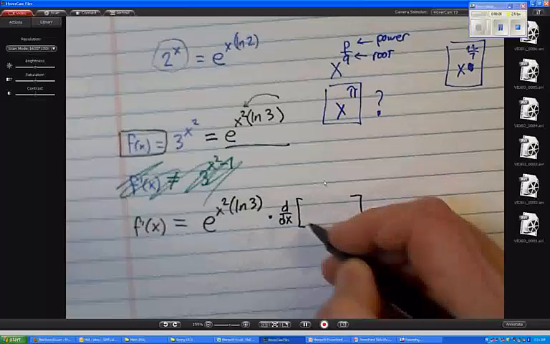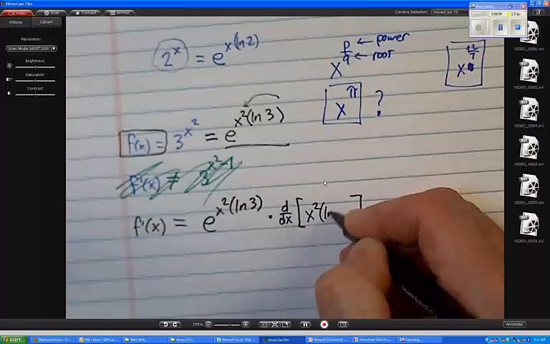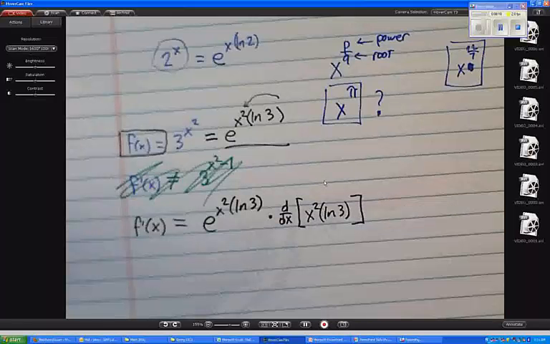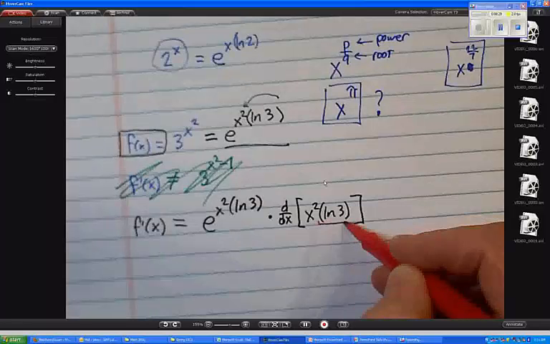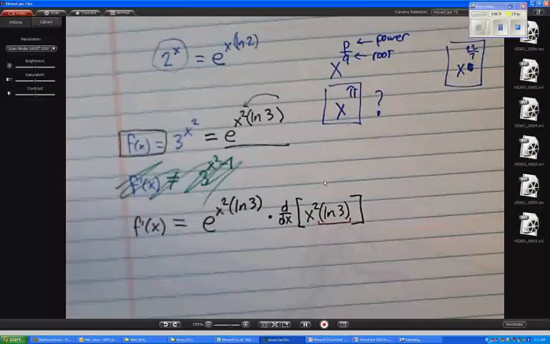Of x squared times the natural log of 3. Does that make sense? You take the derivative of the inner function. Now, Ryan, you said product rule, and that's a good hunch, but I will say one thing. We don't have to use it here because what do I know about the natural log of 3? That's just some number. It's a constant, right? So I can kind of ignore it because its derivative is 0.